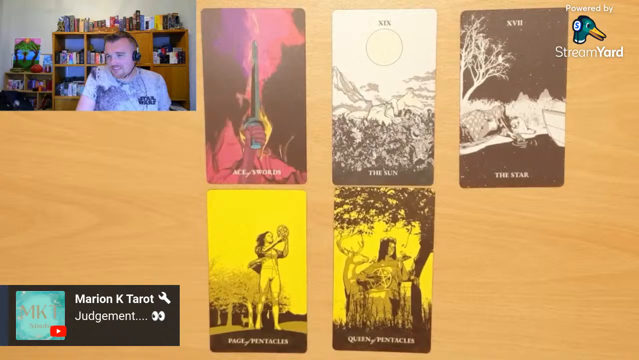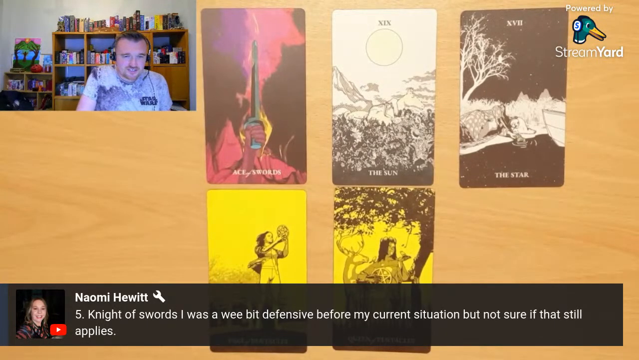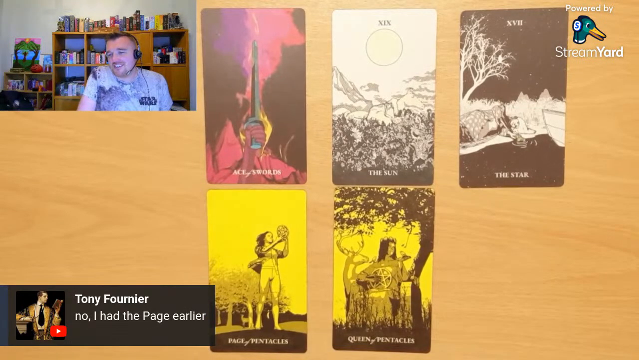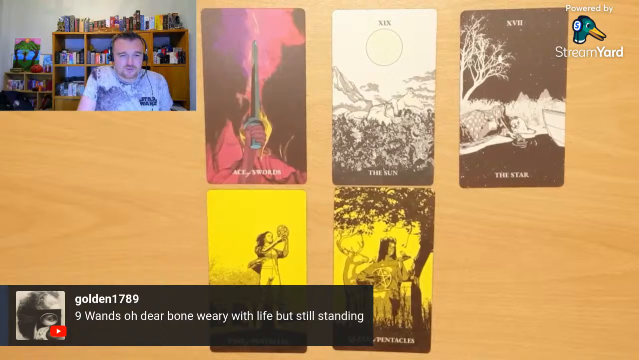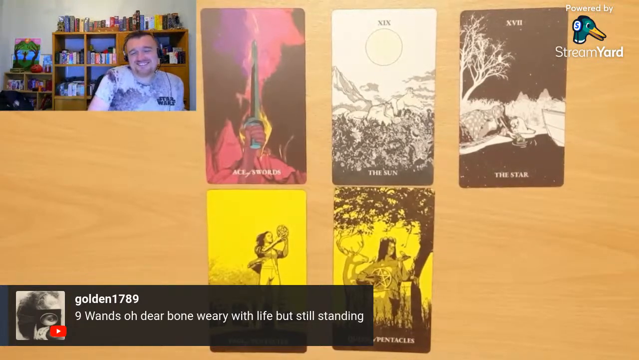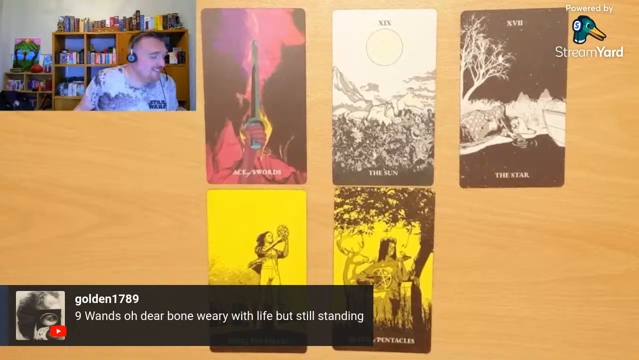Let's see. The Knight of Swords. I was a wee bit defensive before my current situation, but not sure if that still applies. Okay, okay. Oh, it was the Page you had earlier, Tony. Right, okay, that's fine. Nine of Wands. Oh dear, bone weary with life, but still standing. Okay. I take it you mean your bones are weary with life. I think it might mean something different to some people if you say that your bone is weary with life. Or maybe that's just my rude brain.